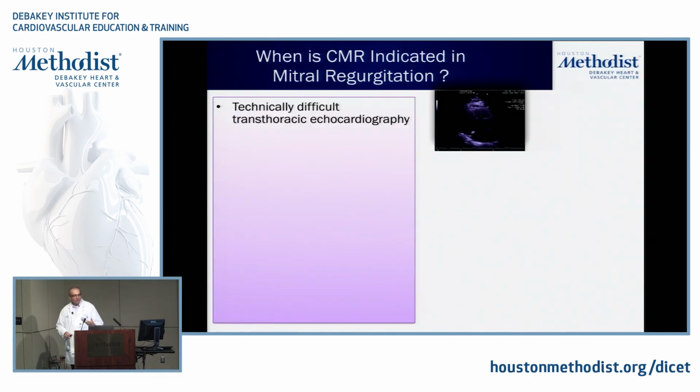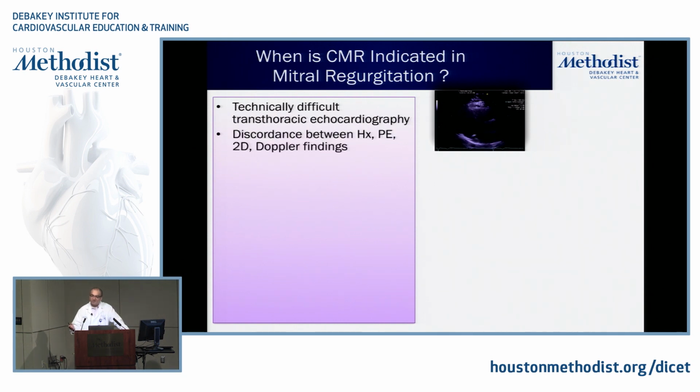obviously if you have technically difficult transthoracic echo images, as is shown here. So if you can't see it very well, that might be a role for proceeding on to a test like CMR. Also, when there's a discordance between your history, your physical exam, and your 2D and Doppler findings. So if you have a loud murmur of MR with a diastolic rumble suggesting it's severe MR, but you don't see much MR on the echo, that's a clue that you may want to move on to CMR.